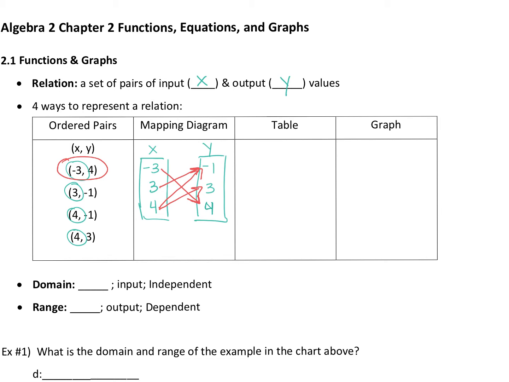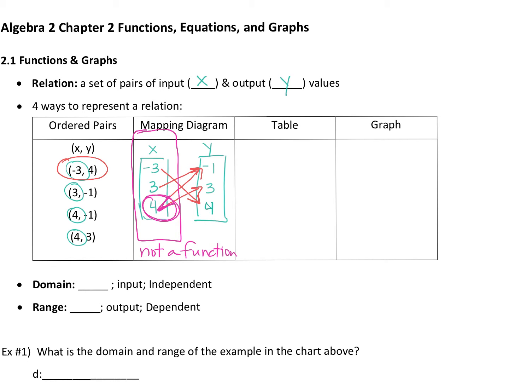Okay. Now, the way we check, is that a function, is we look at our X's. This is the only place that matters. Okay. The Y's don't matter. It doesn't matter how many Y's, how many arrows are pointing to our Y's. What matters is, are there 2 arrows coming off of an X? And if you look here, there are 2 arrows coming off of that 4. So we would say this is not a function.